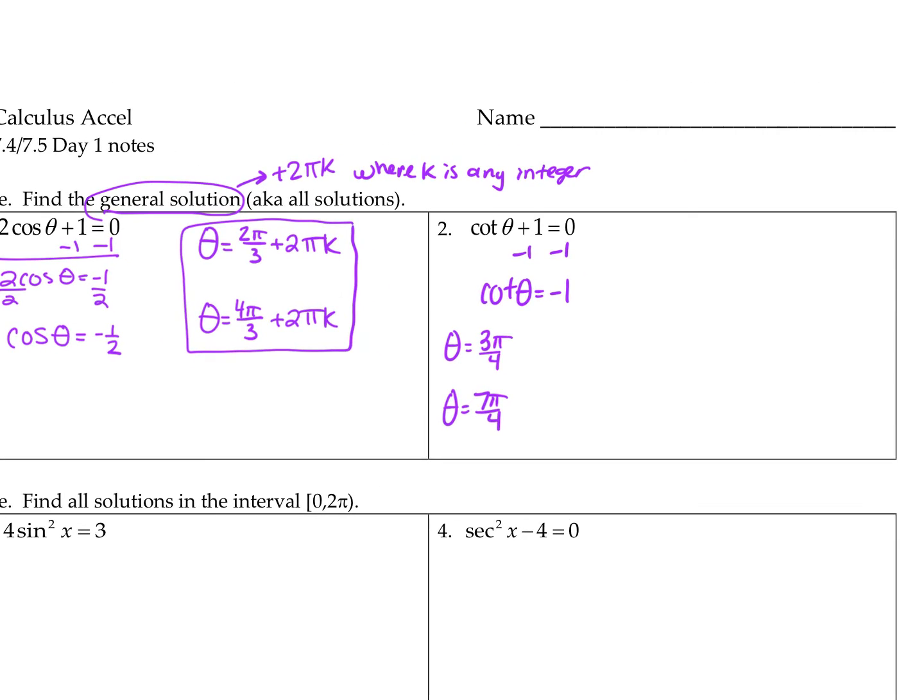Now with tangent and cotangent, when we write our general solution, we're going to write it as plus pi k, because if you notice 3 pi over 4 and 7 pi over 4 are pi apart. So I can just write my formula as 3 pi over 4 plus pi k. I don't even need this second equation. Now you could write it as 3 pi over 4 plus 2 pi k and 7 pi over 4 plus 2 pi k, but this is a little bit more of a concise answer.